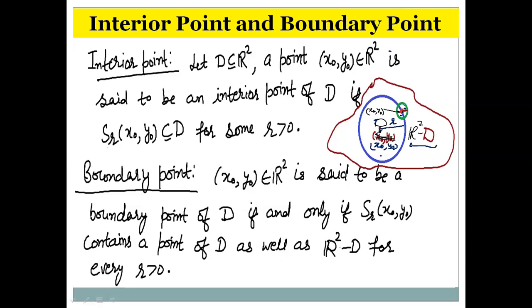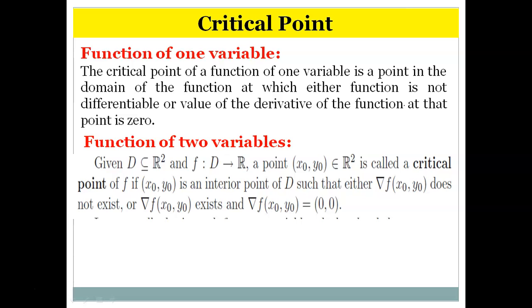So this is the concept of interior point and boundary point. Now, what is a critical point? First, we talk about the critical point in case of a function of one variable. The critical point of a function of one variable is a point in the domain of the function at which either the function is not differentiable, or the value of the derivative of the function at that point is 0. The same idea we can carry forward to a function of two variables.